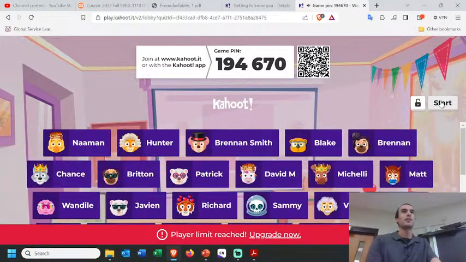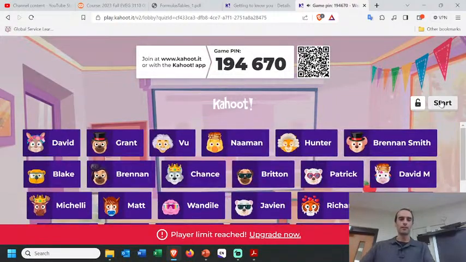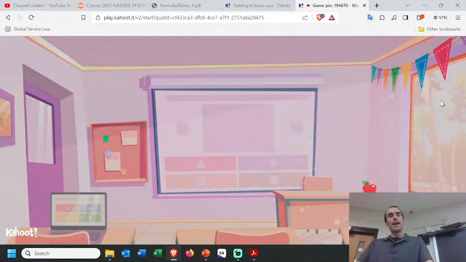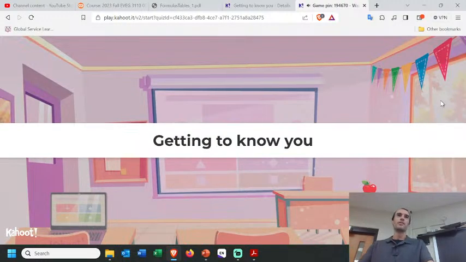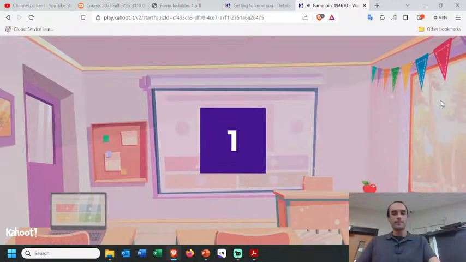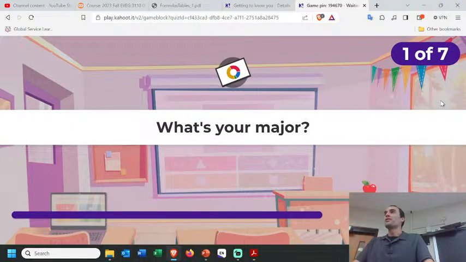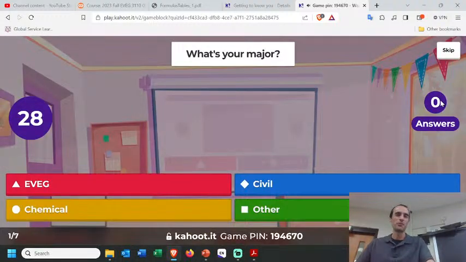Anybody else need a chance to get in? It says that the player limit has been reached. Man, the free stuff just doesn't work very well anymore, I guess. All right, so, wow, that's a new one. Last time I did this, there was no player limit. Sorry, you're going to be excluded, and I guess we're excluding Kahoot for real participation from here on out, because they just really want the money. All right, but you're welcome to shout out your answer if you want to. Okay, so what's your major?